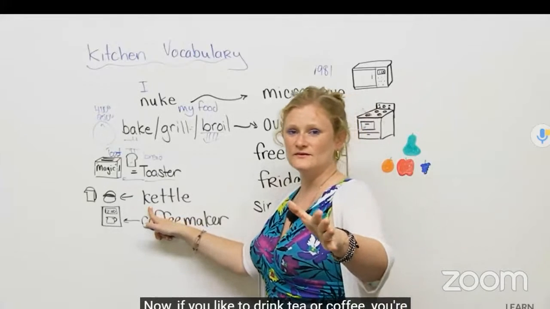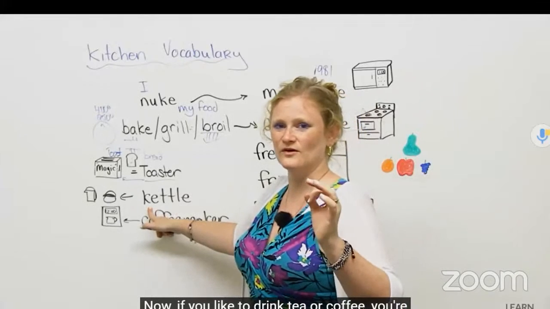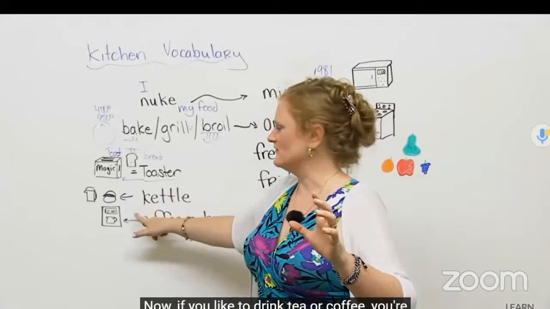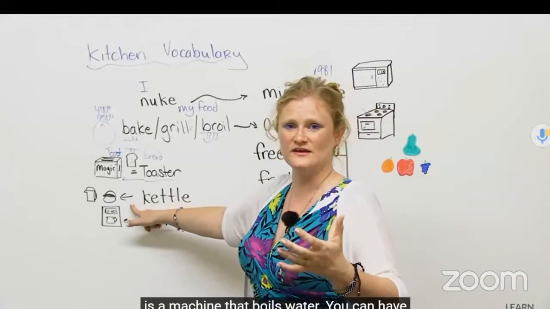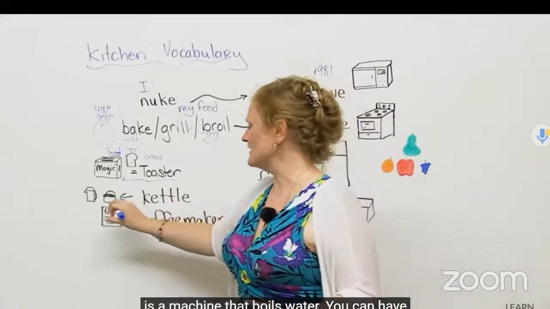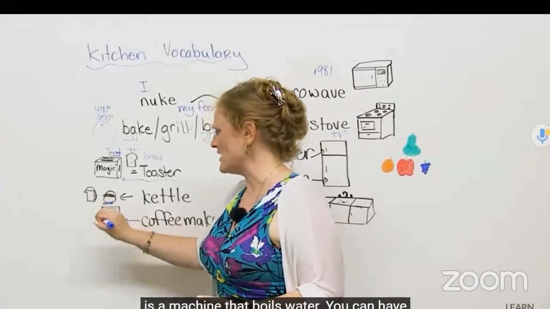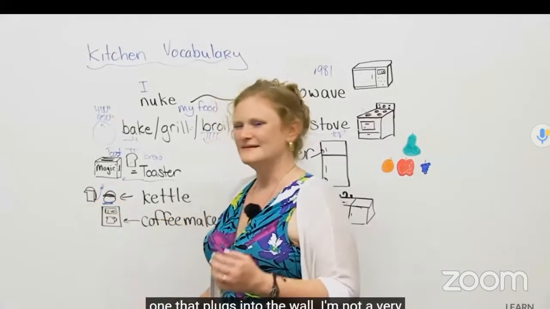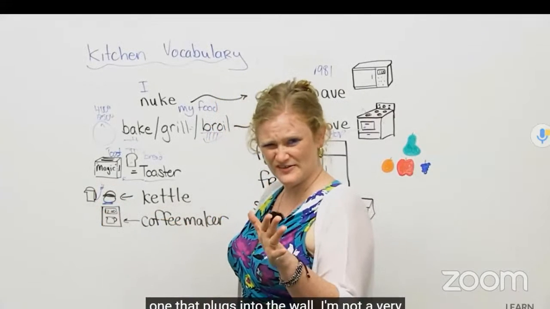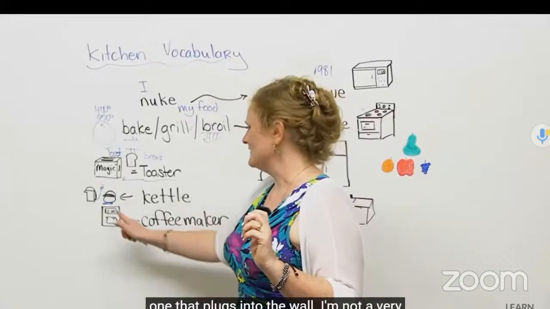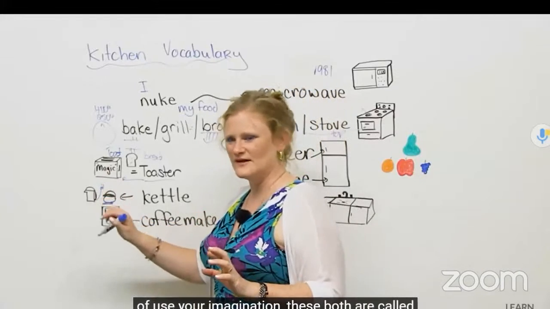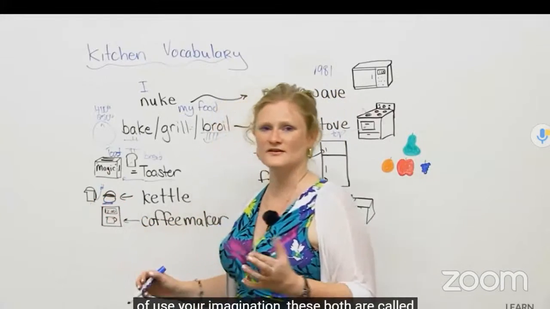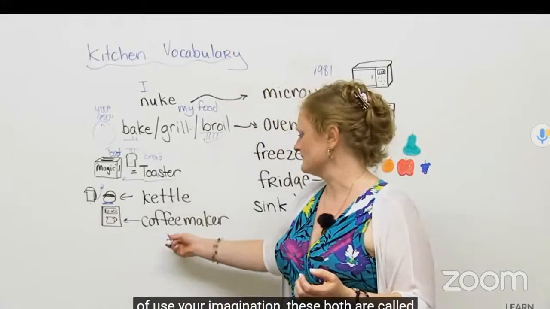The next appliance we have is a kettle. Now, if you like to drink tea or coffee, you're going to love to have a kettle. A kettle is a machine that boils water. You can have one on your stovetop, or you can also have one that plugs into the wall. I'm not a very good artist, or am I? But if you can kind of use your imagination, these both are called kettles. They're used for boiling water.